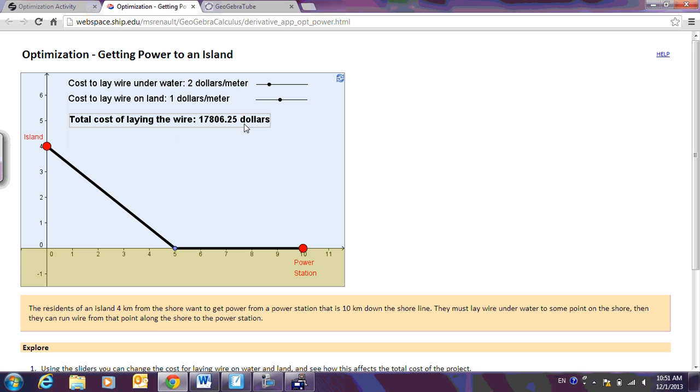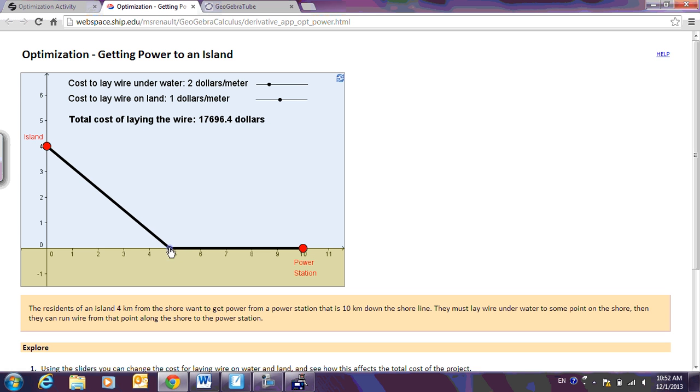And so when we're looking at this type of website right here, it says the cost to lay the wire under the water is $2 a meter, and the cost to lay wire on land is $1 a meter. And I can change these if I want, but I'm going to just keep them where they are for now. All of this up here is water. The island is surrounded by water. That's what an island is. Then all this down here that's kind of a pinkish color is land.